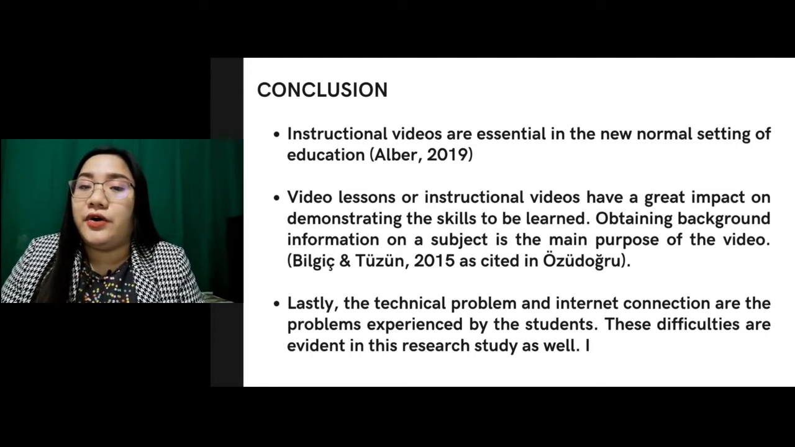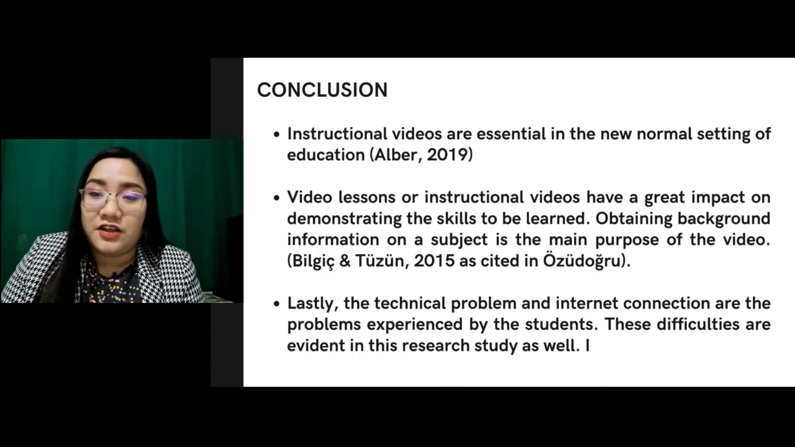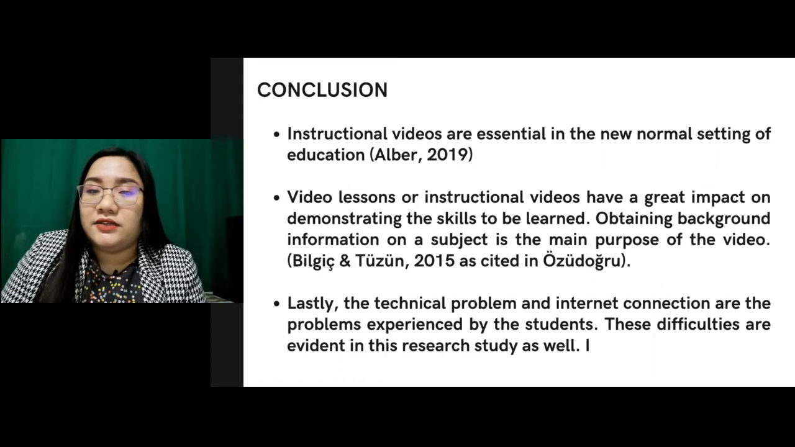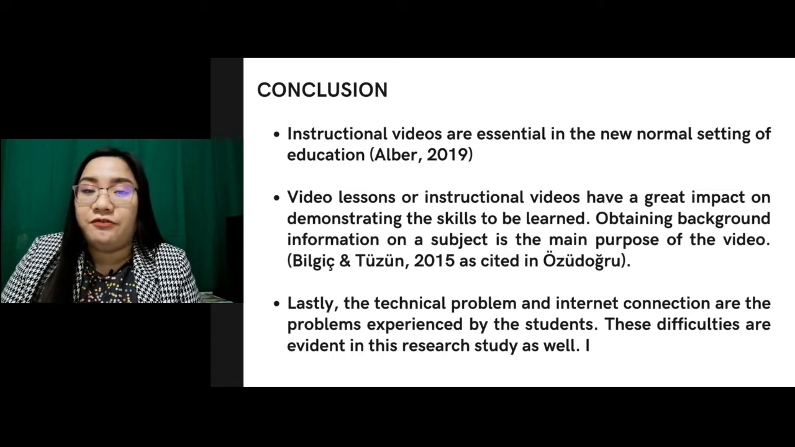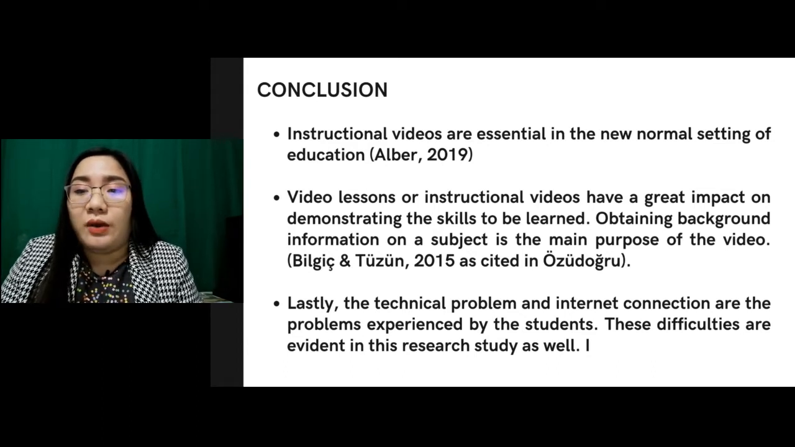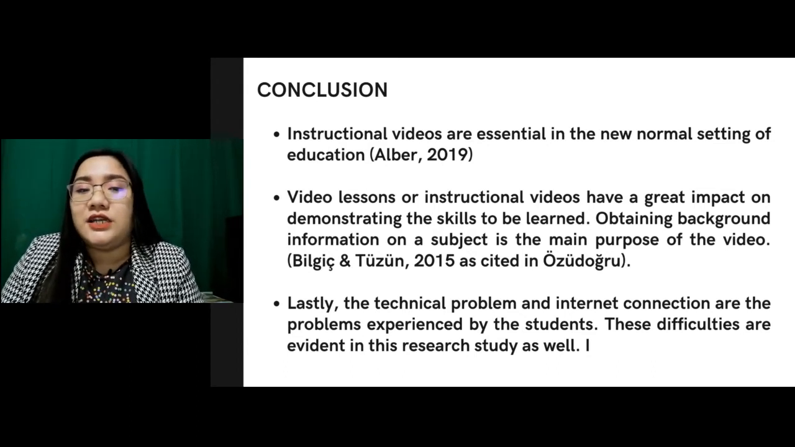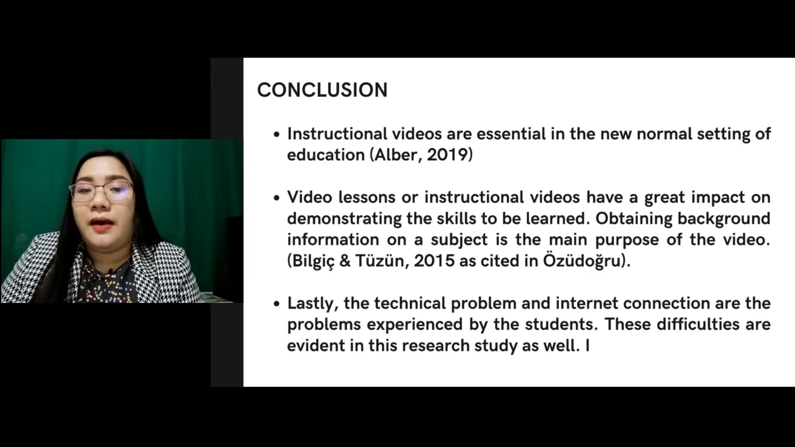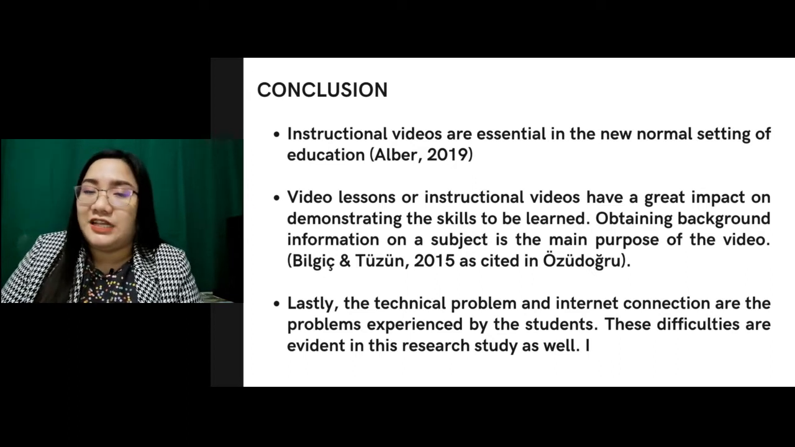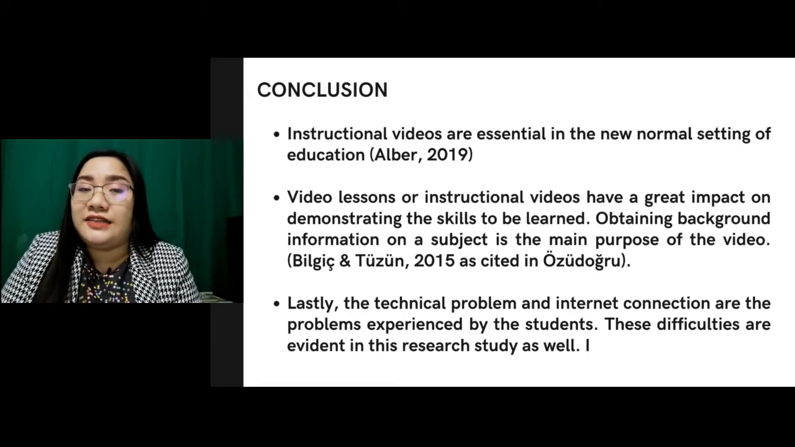Okay, next is video lessons or instructional videos have great impact on demonstrating the skills to be learned. Obtaining background information on a subject is the main purpose of the video. Reading, listening to the teacher's verbal explanations, and seeing visual media are all effective ways for students to absorb knowledge. With the help of expanding web-based platforms and technology, distance education provides individuals with educational settings that are independent of time and geography. So this is also anchored to the study of Bilgic in June 2015, and it has been found out in this study as well.